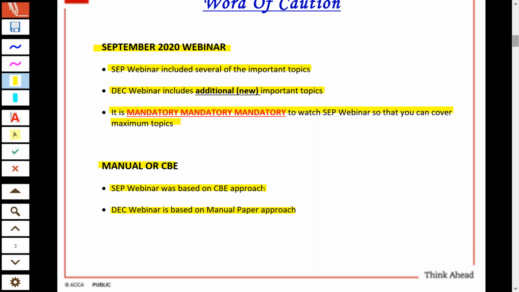Those of you who are giving a CBE paper, when you watch September, you will see how to handle a CBE paper. And those of you who are watching December, you should focus on how to handle the manual paper. So if you watch both September and December, you will get the best of both worlds. Okay.